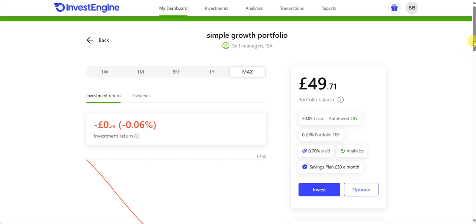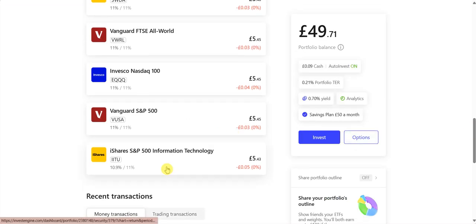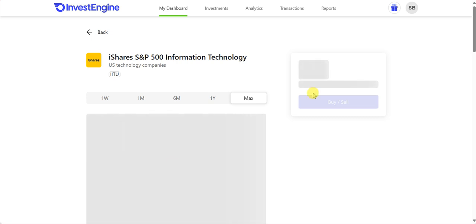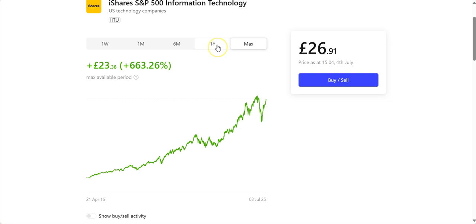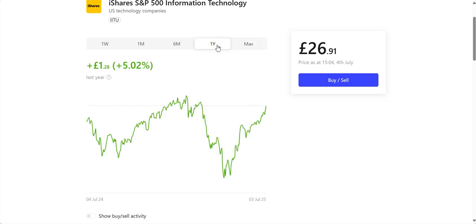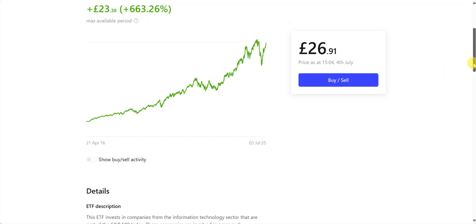Right, we're nearly there. Right, IT. We can't have a growth portfolio without having IT in there. You should have a look at these returns. So 5% for the year, not great. But if you look at it historically, since May 2016, 663.26%. That's really good. So let's have a look.